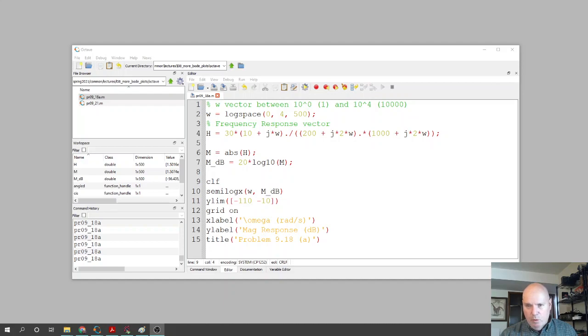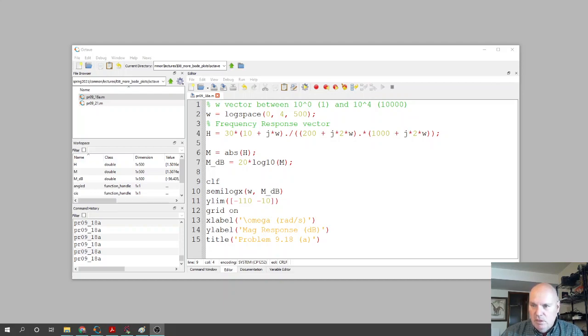You could use fewer points or more points than 500. That's somewhat arbitrary. I just chose enough to get a smooth looking graph. And then my frequency response is almost identical to the way it was in the textbook. You don't have to put it in standard form or anything like that. We could have entered it in their factored standard form, but it's 30 times 10 plus j times my frequency vector. Now I use the element by element operations here because I'm dealing with vectors. So I want to use dot slash instead of slash. Otherwise, it will try to do matrix division, or rather multiply this by the matrix inverse of the term to the right.